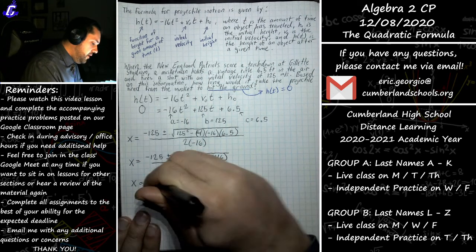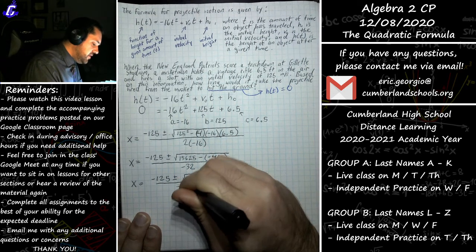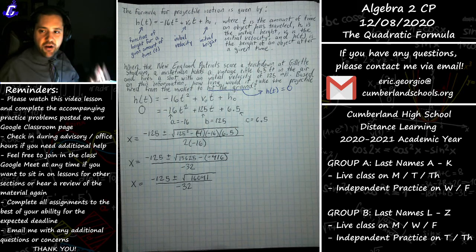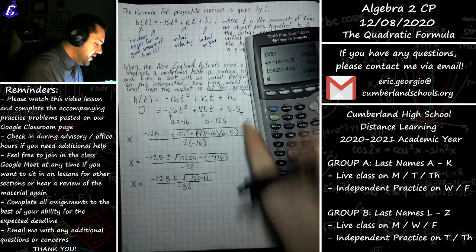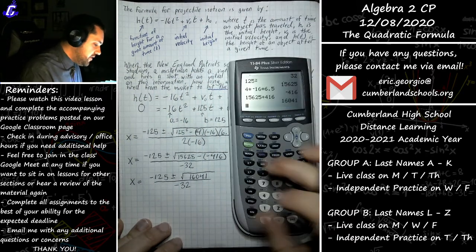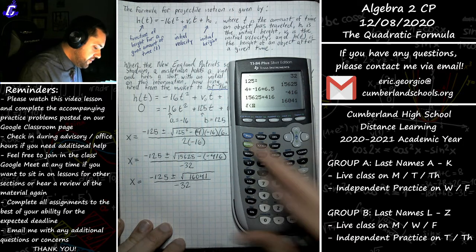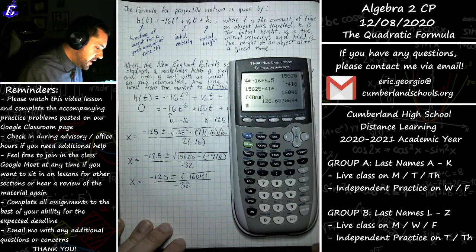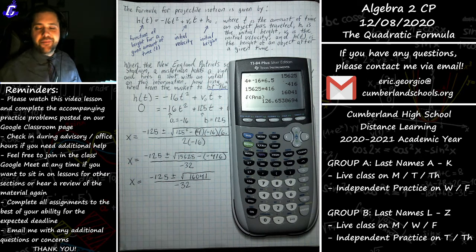16,041 all over negative 32. Hopefully you're still making sense. Again, large numbers, but that's why we have a calculator. Still the same process. The square root of that, hopefully, is a nice perfect square. Rats. Not a perfect square.